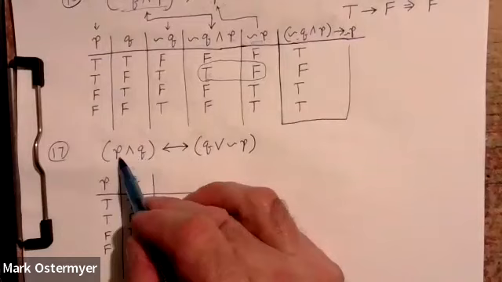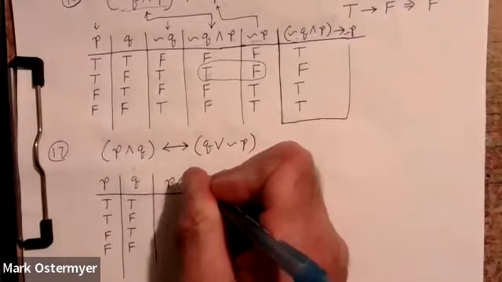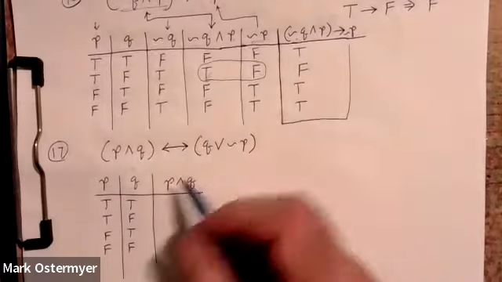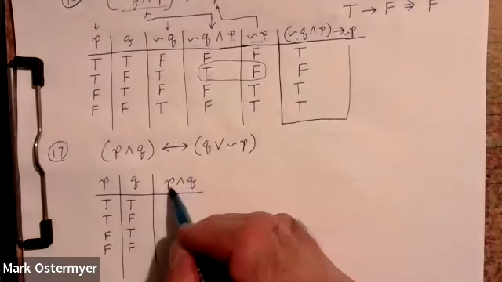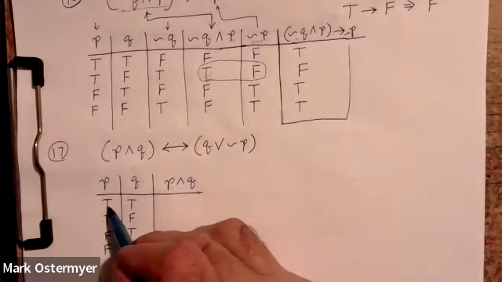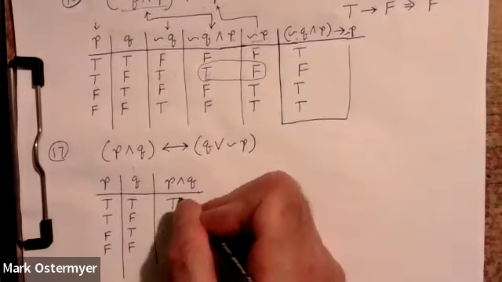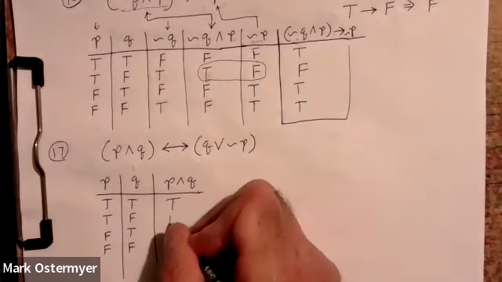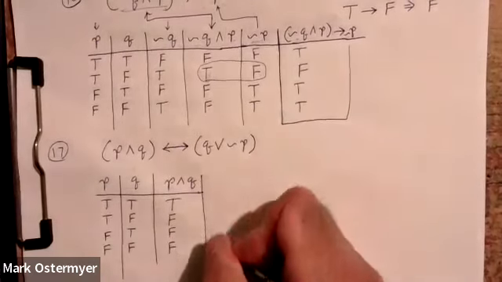All right, what's the first column we have to add? Well, we're inside the parentheses, and we have to deal with the and of P and Q. That'll be my next column. Now, the only time an and is true is if both statements are true, and that occurs for the first scenario. True and true gives us true. All the other statements are false. That one's done.